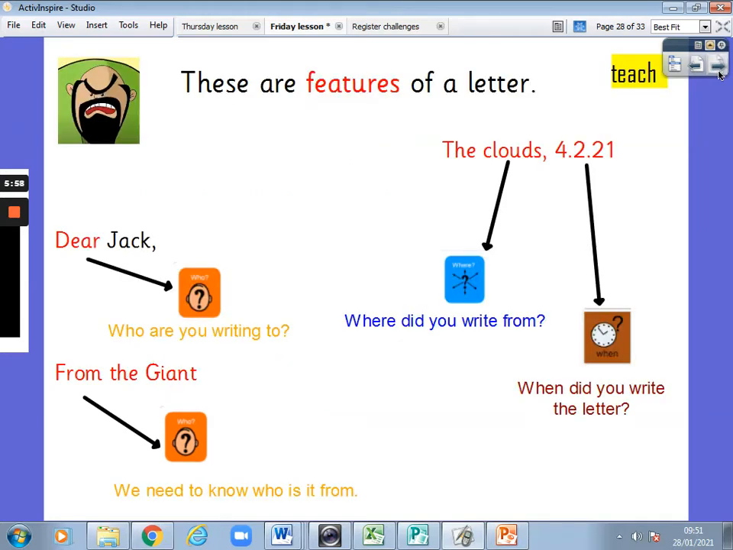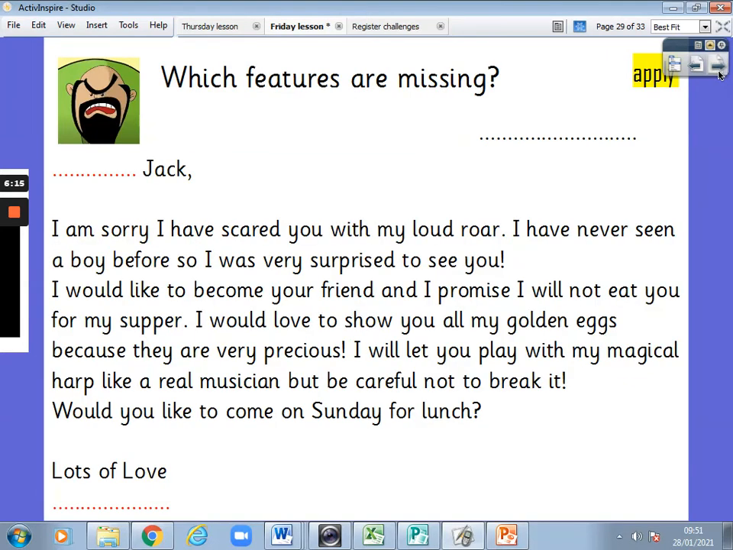So what are the features of a letter? Where did you write the letter from? When did you write the letter? Who are you writing to? Dear Jack. And from the giant, we need to know who is it from.